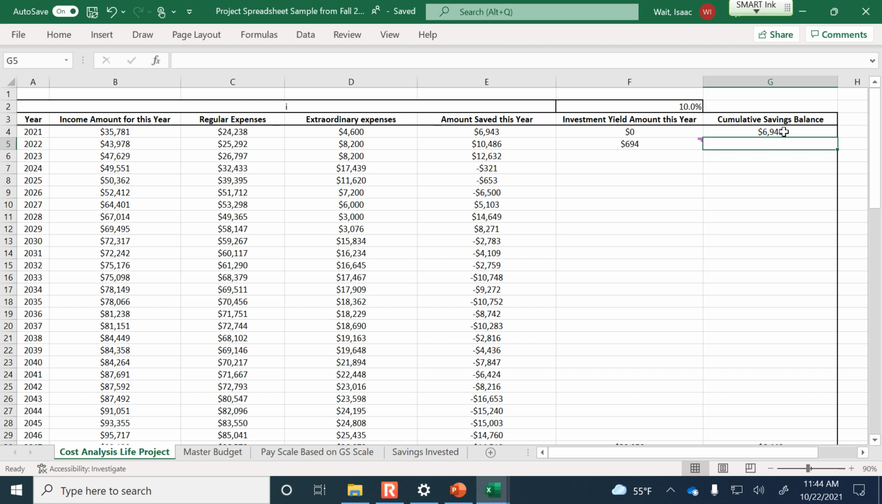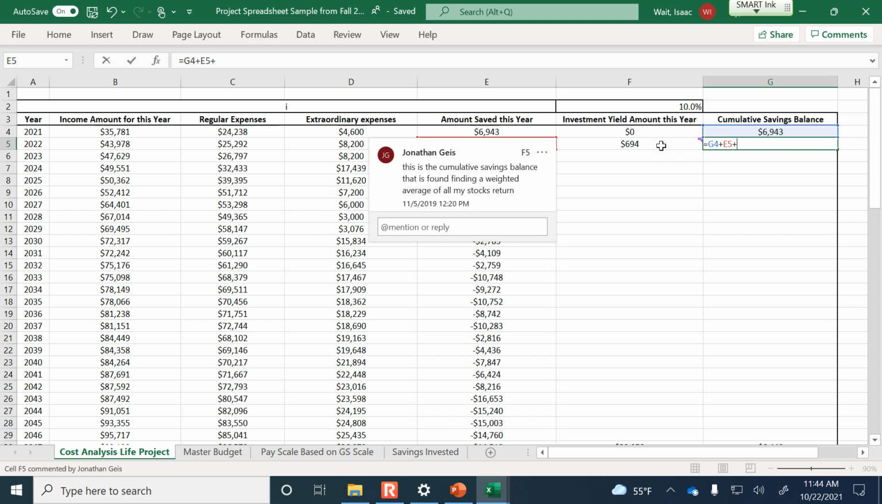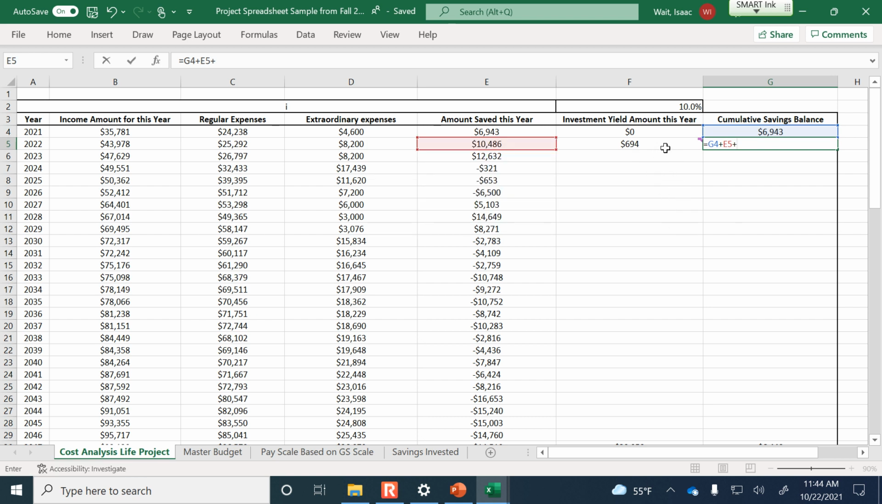It's going to be how much money you had in the bank last year, plus the amount you saved this year, and also the interest that you made. So there's three components to it. It's last year's cumulative savings balance plus the amount that was saved this year. That $10,486 is just the new savings, the difference between income and outflow during 2022. And then also the cumulative savings balance includes the amount of interest that was made on last year's savings.